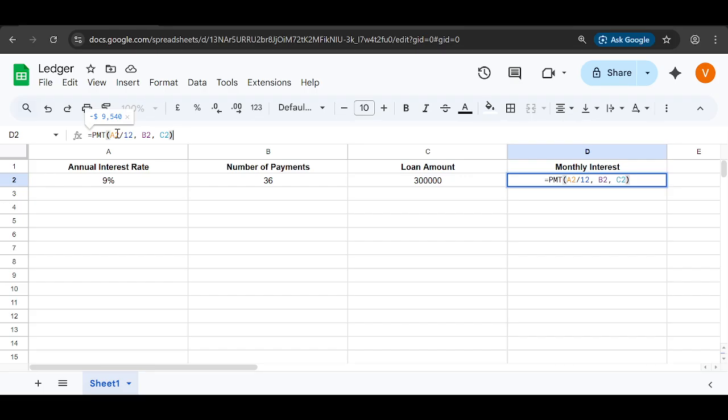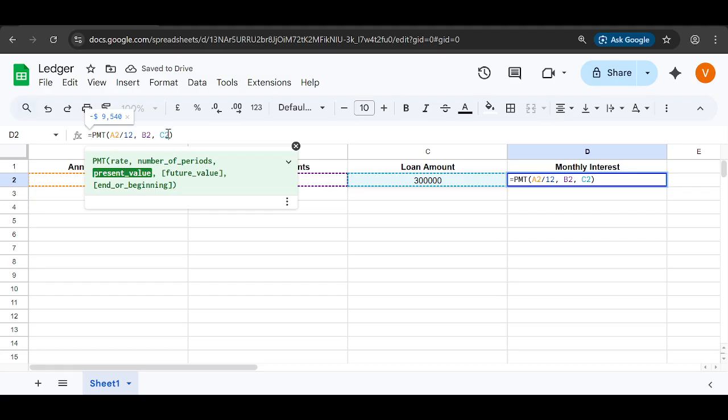The second argument, B2, is the number of monthly payments in total. The third argument, C2, is the present value of the loan, the amount you owe right now. Press enter to calculate the payment. Google Sheets will return the monthly payment amount.